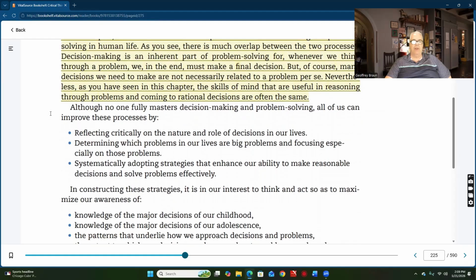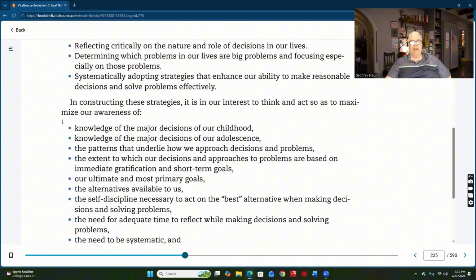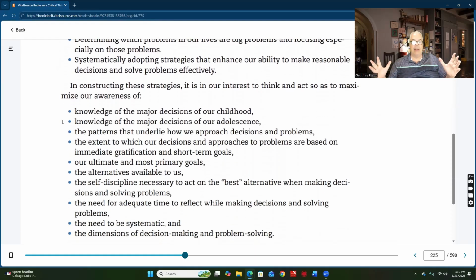So no one fully masters decision making and problem solving, but it's about improvement, about getting better. What do we do? Reflect, determine which problems in our lives are big problems, focusing especially on those, systematically adopting strategies. This book is really good at giving a lot of suggestions, right? Sometimes it's overly complex. You don't have to do all of these things all the time. But the first time through, stumble through it.